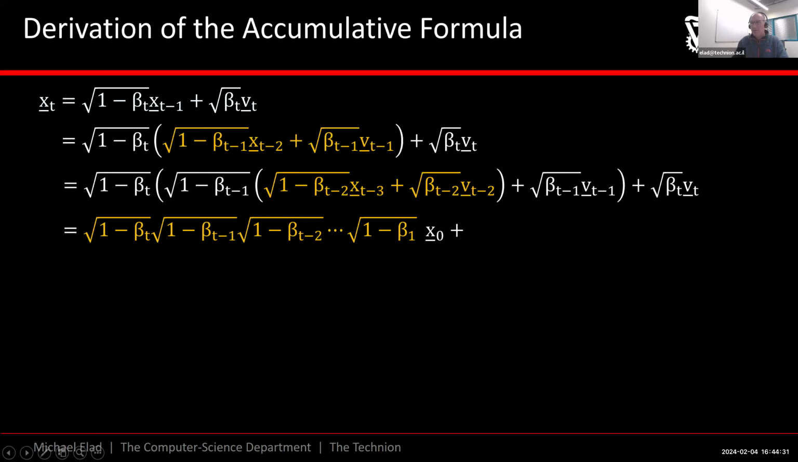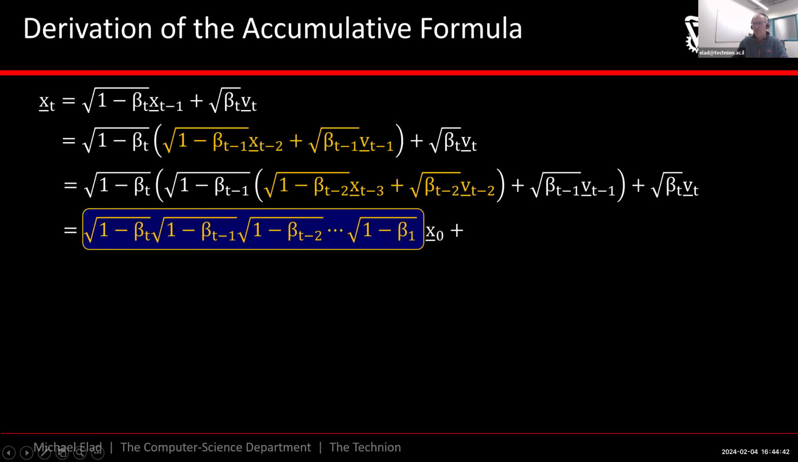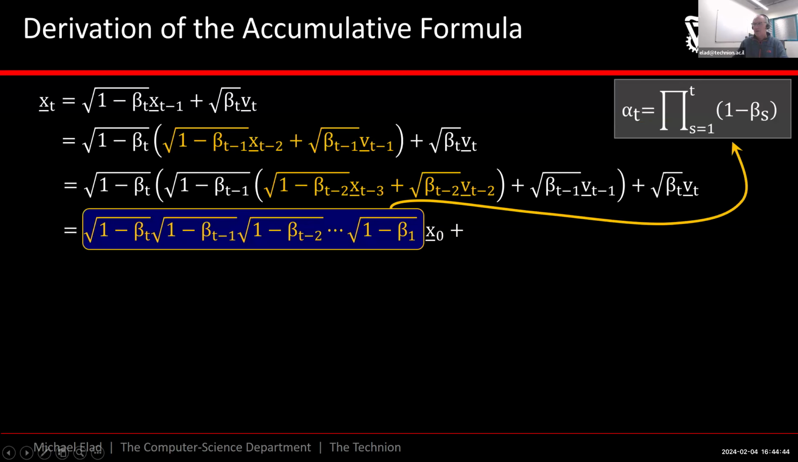Why beta 1? Because observe that always the index of the image here is 1 below the last index of the beta. So if the index here is 0, this is 1. This is exactly the alpha I promised you. Yes, this is the alpha. And what you do is the square root of alpha t is what multiplies x0. This is the easy part. Now the question is, what are the remaining elements?